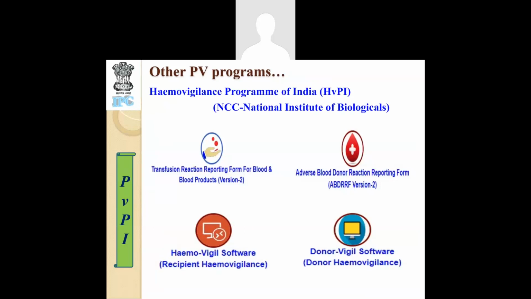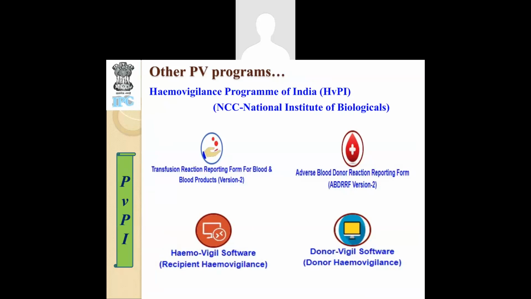Say, for example, after transfusion of blood or blood products, maybe platelets or packed RBCs, if the patient develops any adverse effects or adverse drug reactions, you have to fill up this transfusion reaction report, the TRR form, as we call it in short. That has to be filled up and submitted to the ADR monitoring center or directly to the NIB. Another form is also available, that is the adverse blood donor reaction reporting form.